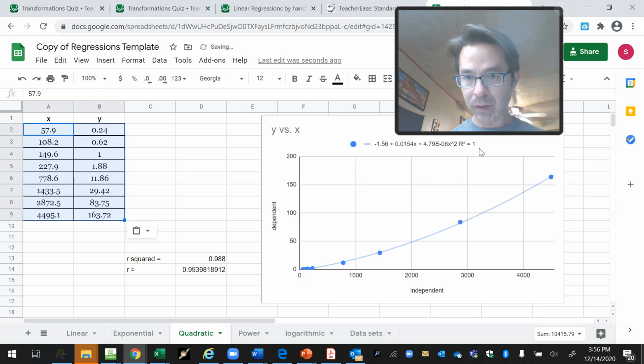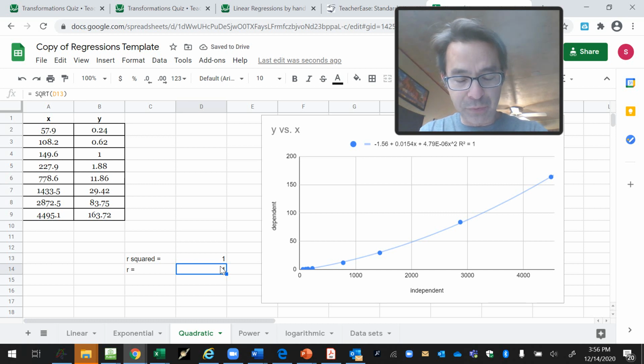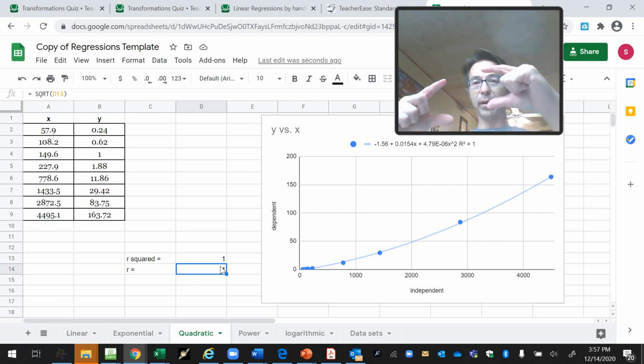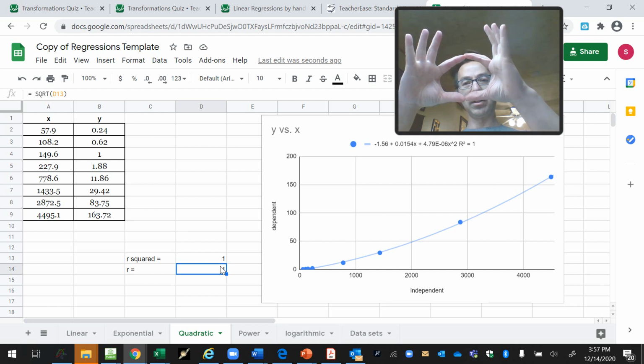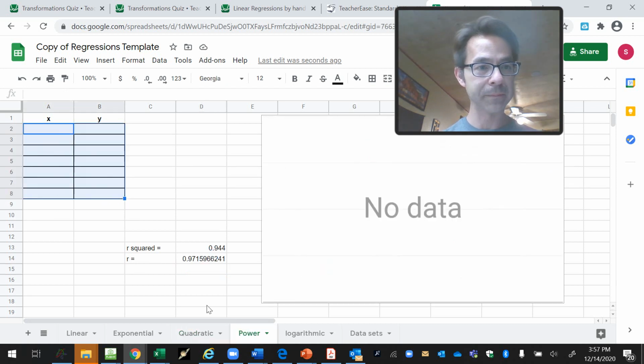Bam. And r squared equals 1. Square root of 1 is 1. So apparently quadratic is perfect. Oh, that makes sense. If you think about the orbit of a planet, the shape of a quadratic function is parabolic, right? If you put two parabolas together, you get the orbit of a planet. Makes perfect sense if you think about it.